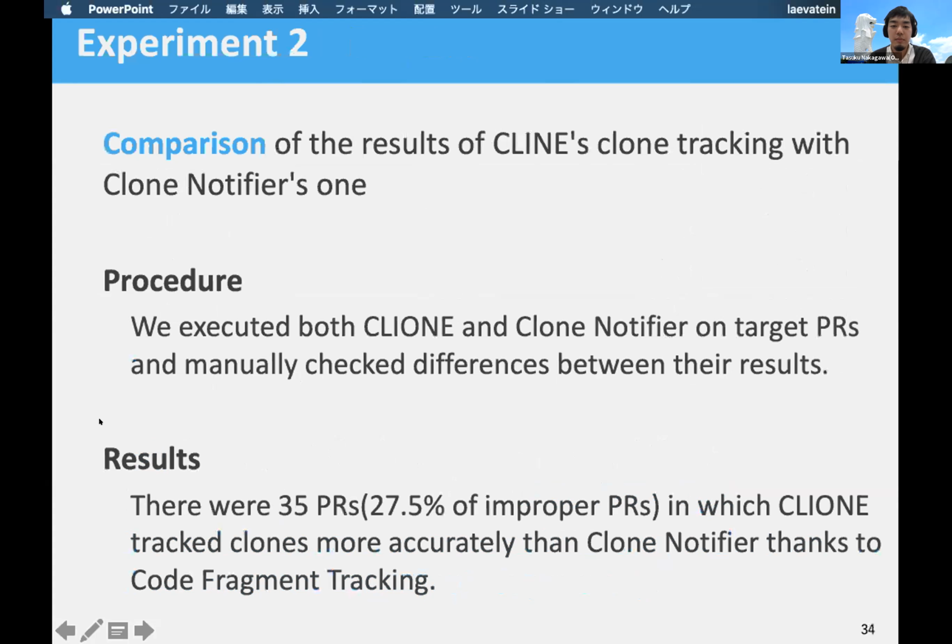Next, experiment 2 is a comparison of the results of CLIONE's clone tracking with Clone Notifier's. We executed both CLIONE and Clone Notifier on target PRs and manually checked differences between their clone tracking results. As a result, in 35 PRs, 27.5% of improper PRs, CLIONE tracked clones more accurately than Clone Notifier thanks to the improved code fragment tracking. Through this experiment, we confirmed our improvements in clone tracking are effective.